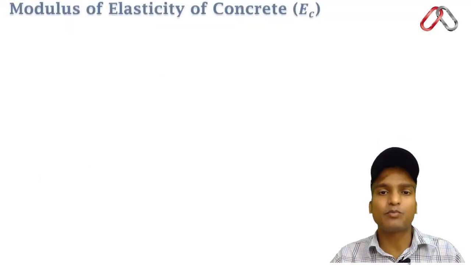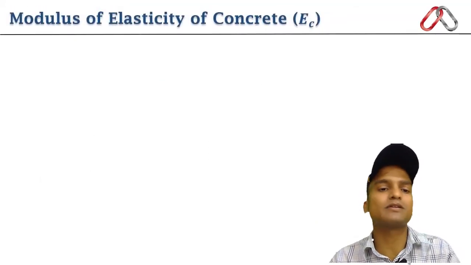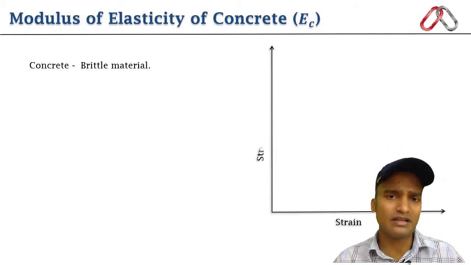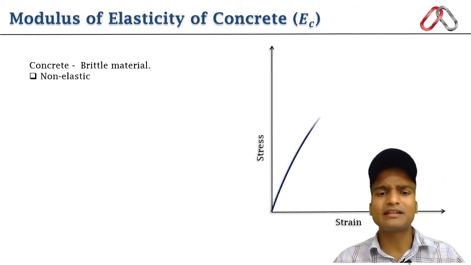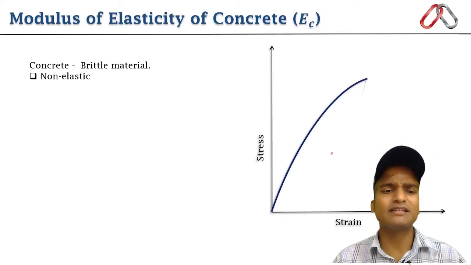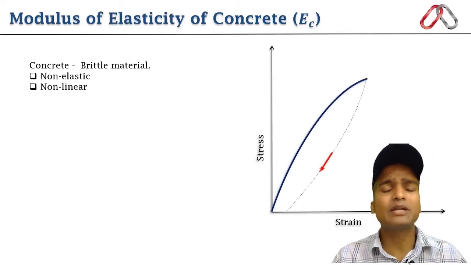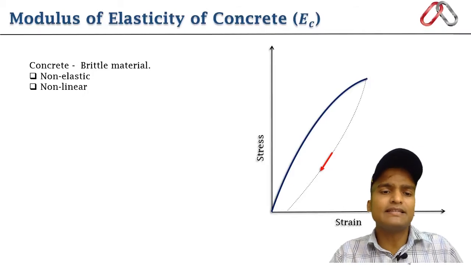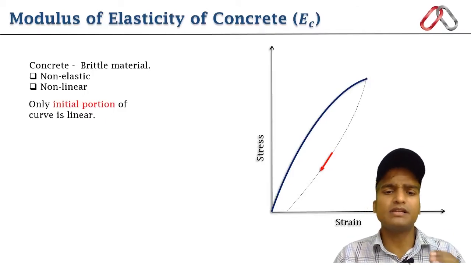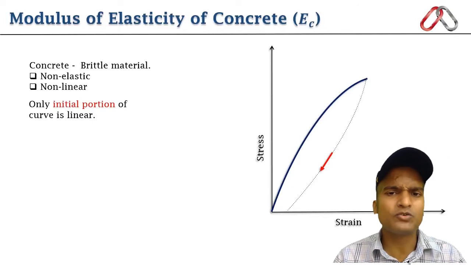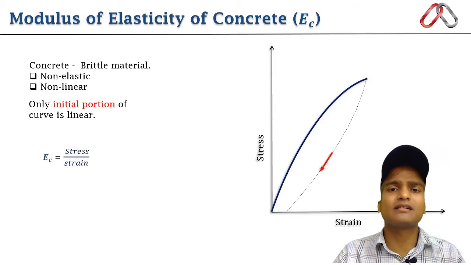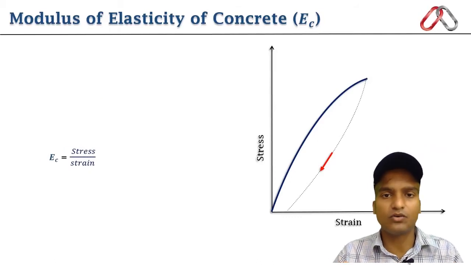All right, next property of concrete, that is elastic modulus of concrete. So concrete is a brittle material, it's not an elastic material. And if we look at the stress strain curve, we will see it's completely non-linear, and not only that, it's non-elastic, because when we do unloading, then it doesn't follow the same path. Only the initial portion of the curve is linear, only initial. But one thing is always true, that in the initial region the stress strain curve is linear, not exactly non-linear.